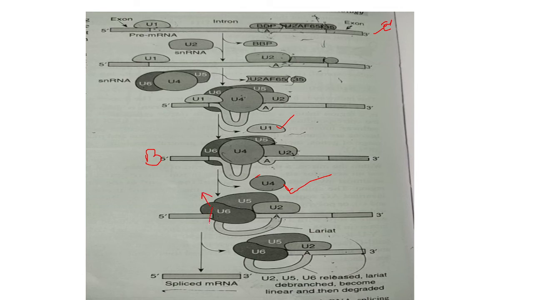will make a cut right here, that is at the 5' splice site of the intron, and form a lariat. Lariat means a hanging-like region will be formed, which will join to the branch point, that is A. So now this part is free. This part will be removed and joined to this branch point like a lariat, or a hanging region.